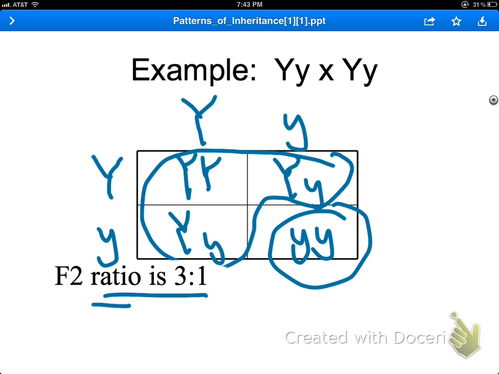So ratio is a new way of reporting out our answers today. 3 meaning 3 boxes, which stands for 75%, which we used last chapter, and 1 meaning 1 box, which is 25%.